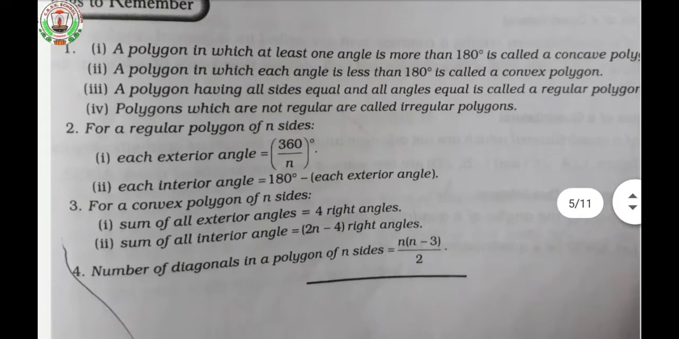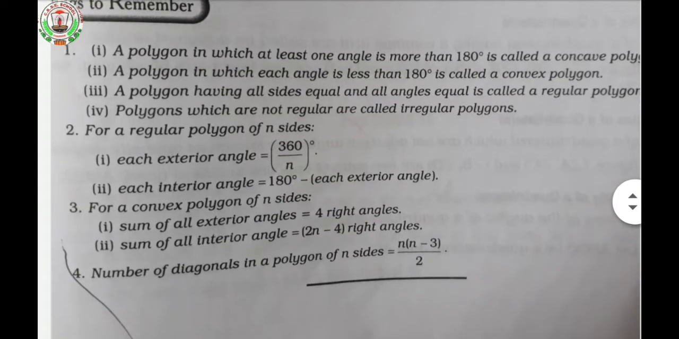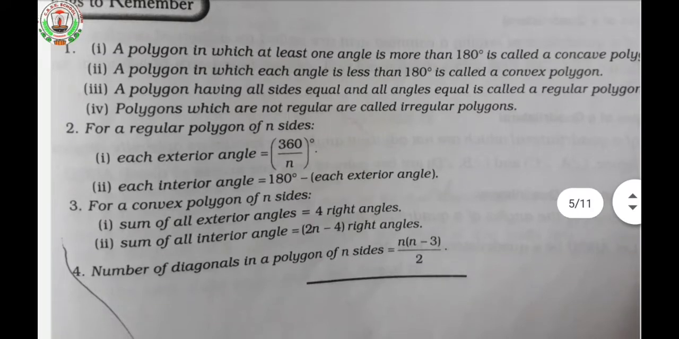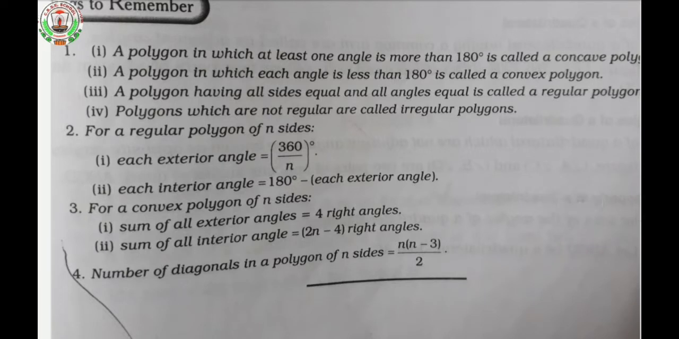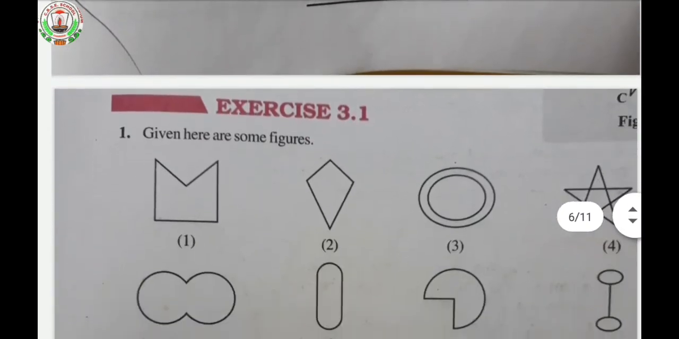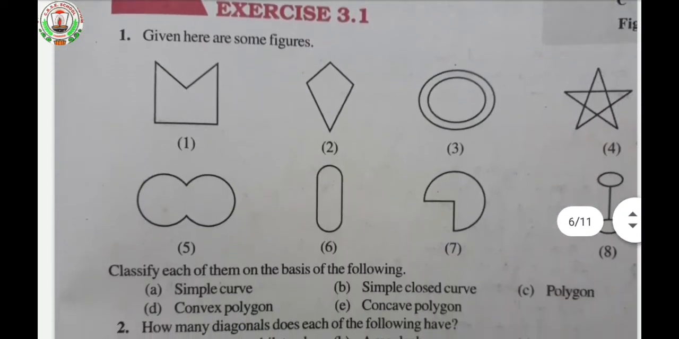Then the number of diagonals in a polygon of n sides is equal to n into n minus 3 upon 2. So these are the formulas which you have to remember. It will be helpful to solve the exercise. Clear? Now we are going to see the exercise questions. So here is exercise 3.1.